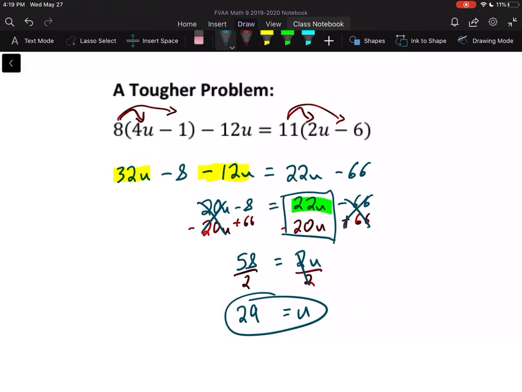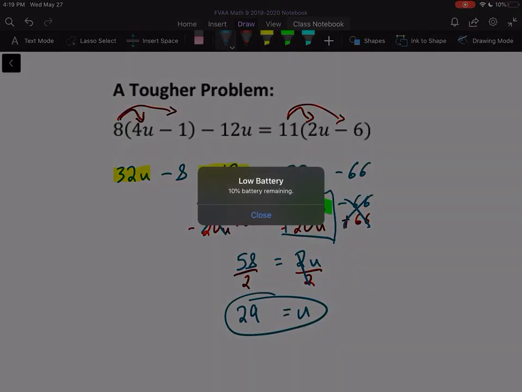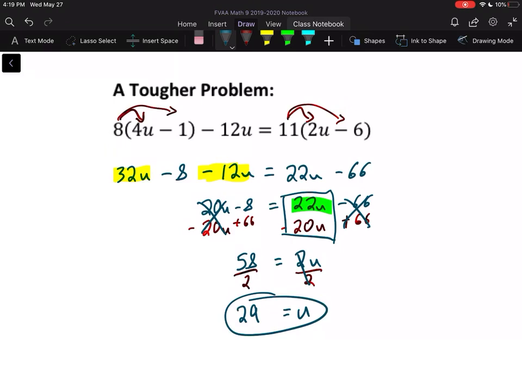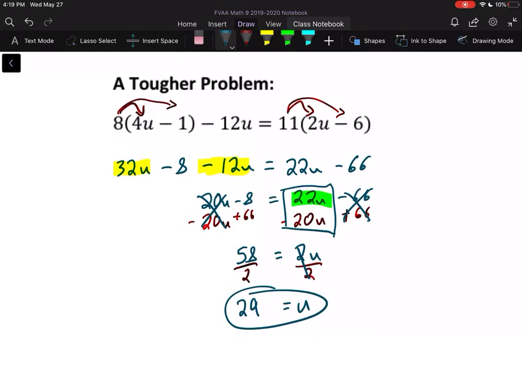So don't be scared of taking the steps that it needs. Combine the like terms on each side of the equation first before you start swapping terms left to right across the equal sign. And that will help you stay on top of things and keep track of all of the numbers that you're dealing with.